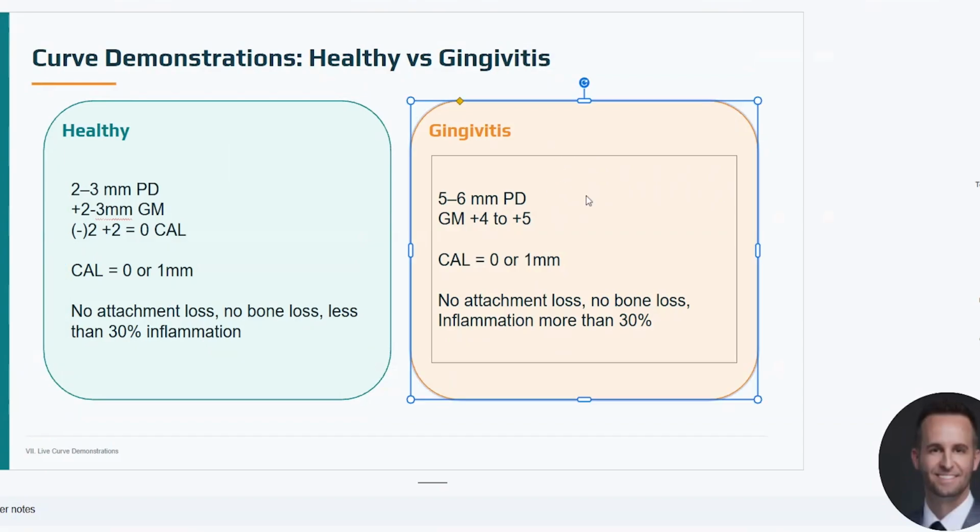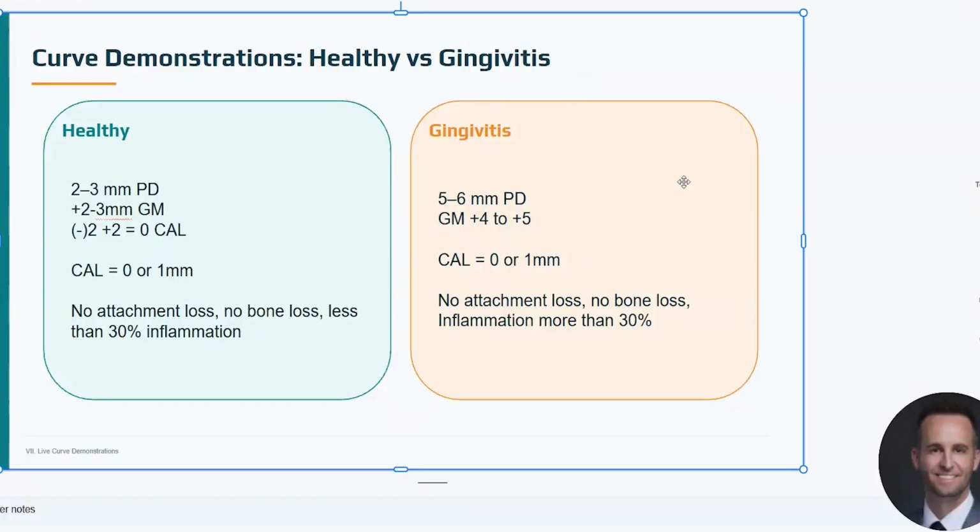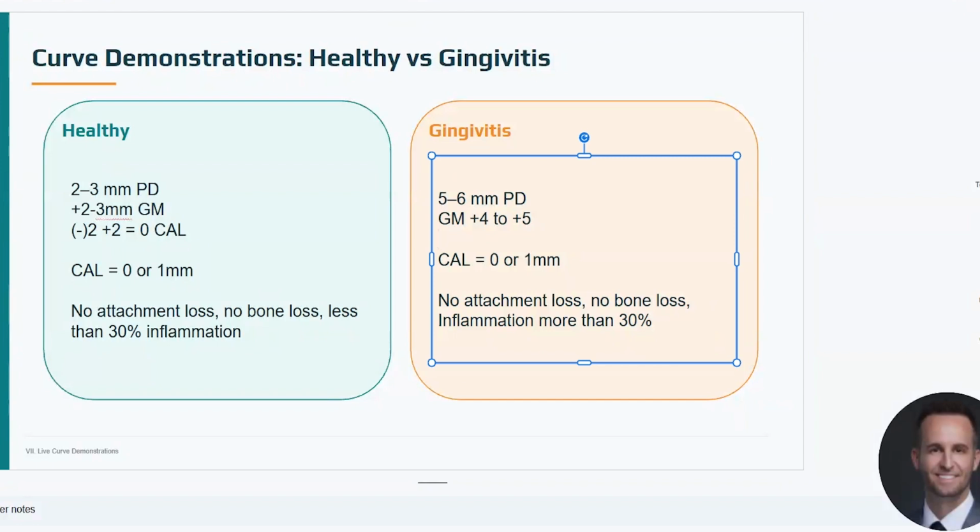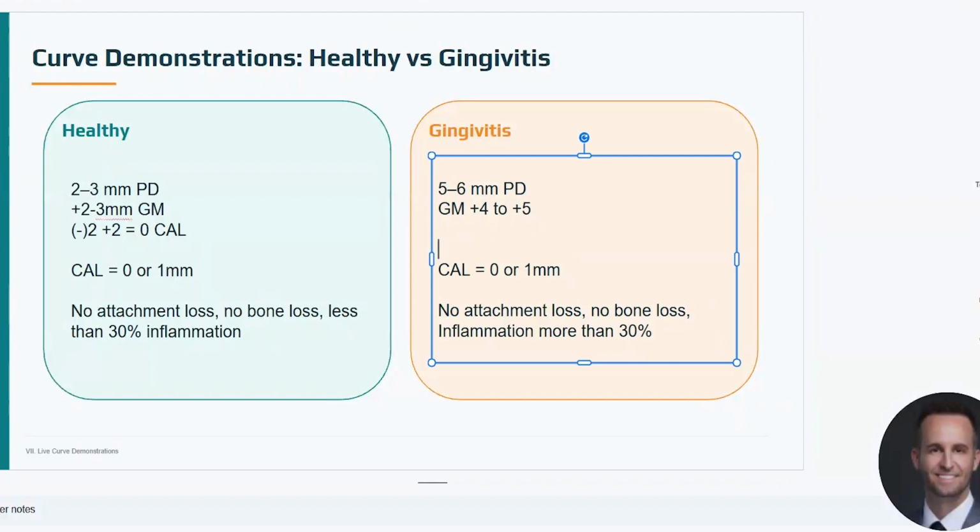Now, gingivitis scenario. We're getting a 5 to 6 millimeter probing depth with gingival margins of +4 to +5. So again, let's do our math. We're going to put our invisible negative sign. Let's say -6, +5 for our gingival margin. That puts us at 1 millimeter.